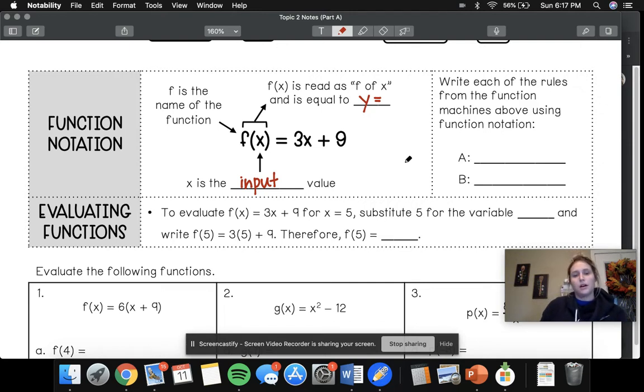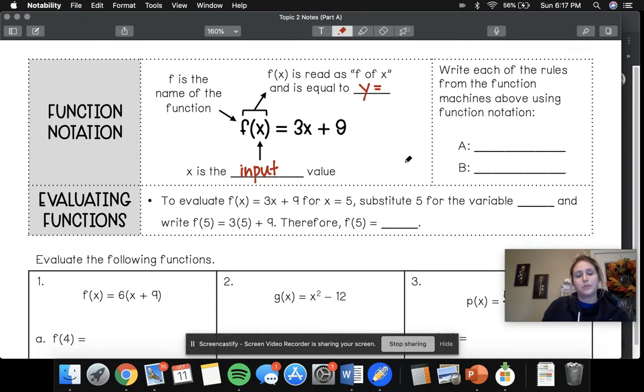To evaluate something like f of x, this is a function, f of x equals 3x plus 9. When I want to know what the output for an input of 5 is, we substitute 5 for the variable x, and we write f of 5 equals 3 times 5 plus 9. Then we just do order of operations. 3 times 5 is 15, and 15 plus 9 is 24. So we can write a statement like f of 5 equals 24. This tells me a couple of things. The f tells me that it's a function f, so it gives it a name. This tells me that the input is 5, and what it equals is the output of 24.